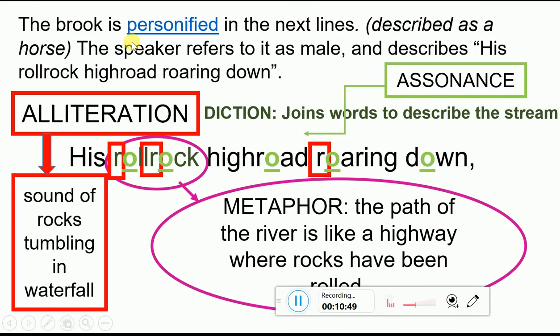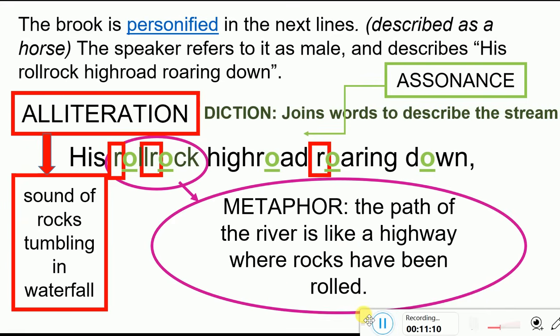Now the brook is personified in this next line, described as a horse. The speaker refers to it as a male and described his roll rock high road roaring down. The same way we spoke about the darksome, here we are going to speak about roll rock, which is a metaphor: the path of a river is like a highway where the rocks have been what? The rocks have been rolled. So it says his roll rock high road roaring down.